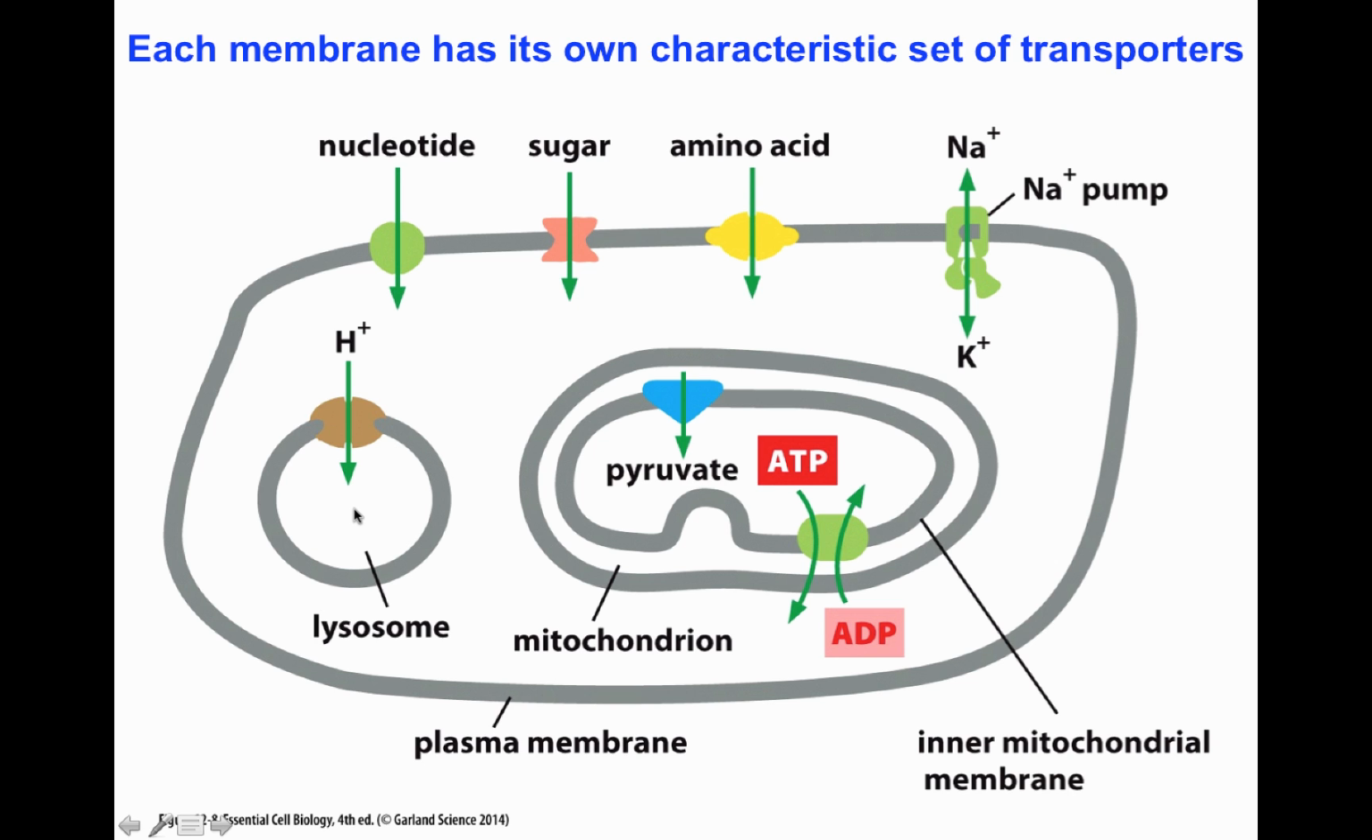But it's going to have different transporters within the mitochondrion. Notice that the outer membrane of the mitochondrion really doesn't have a lot of transporters because the outer membrane of the mitochondrion is not a permeability barrier, but the inner membrane is. And therefore, you will have transporters to bring molecules like pyruvate inside the mitochondrial matrix, or transport ATP outside of the mitochondrion and ADP inside of the mitochondrion. So depending on the organelle or the membrane that you're looking at, you may find different sets of transporters.